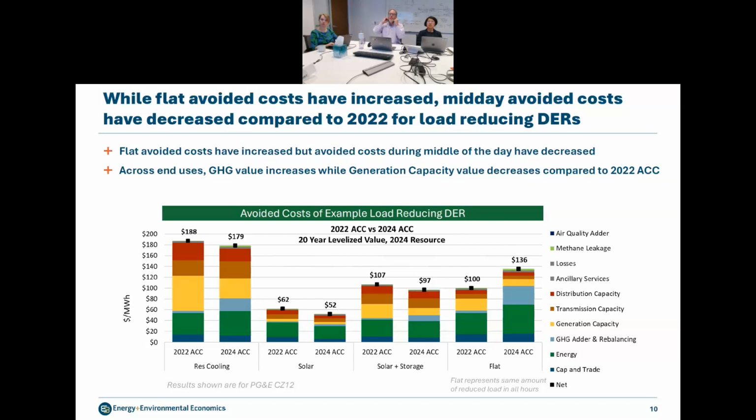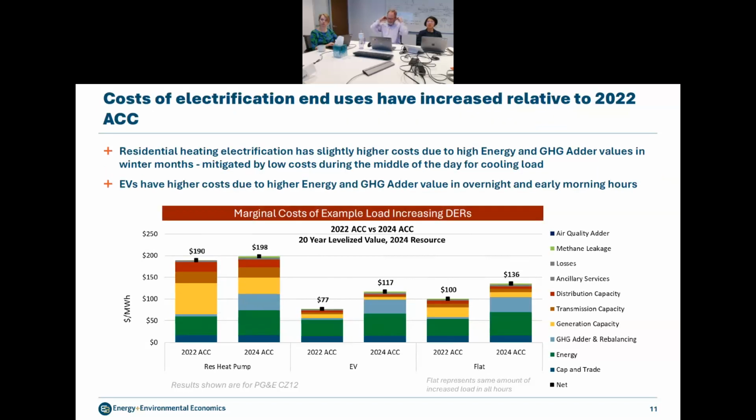All right, let's move on to the next slide, which is the load increasing DERs. Here we are also plugging in a few examples for load increasing DERs. From left to right is the residential heat pumps, the EVs, and flat. Note that the chart here represents the marginal cost rather than avoided cost for these DERs.